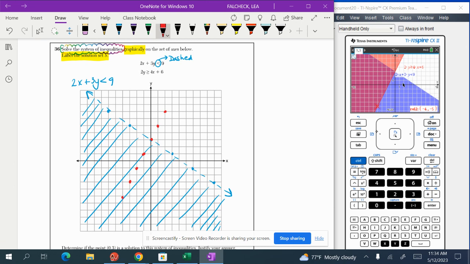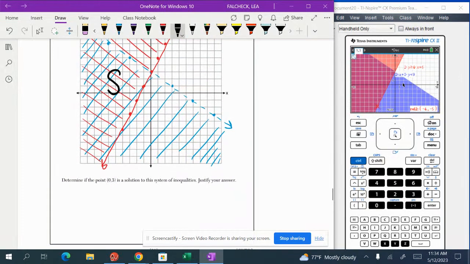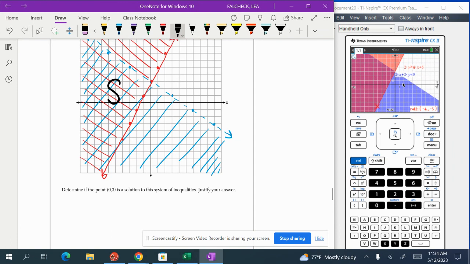Now, what kind of line am I going to use? It's greater than or equal to. So that means you are using a ruler, and I am doing it like this. The label, and then the shade. It looks like I'm shading up to y is greater than or equal to. That means my solution region needs to be labeled with a big S, and it is right here where the two shaded regions overlap.